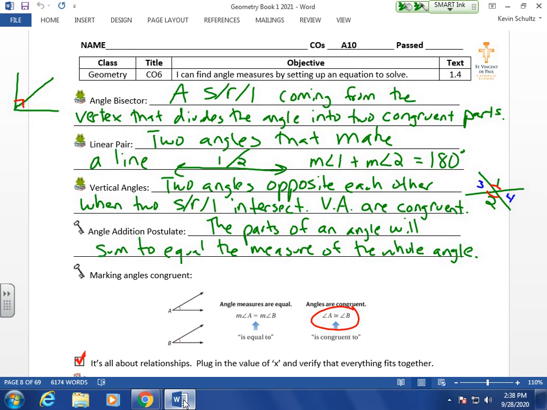So, for example, if I told you that the measure of angle ABC equals 80 degrees, what's the measure of angle 1? If the measure of angle ABC is 80 degrees, what's the measure of angle 1? Angle 1 is this top part of that whole angle.